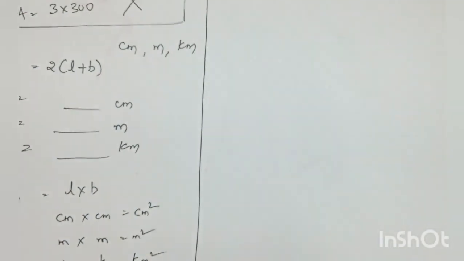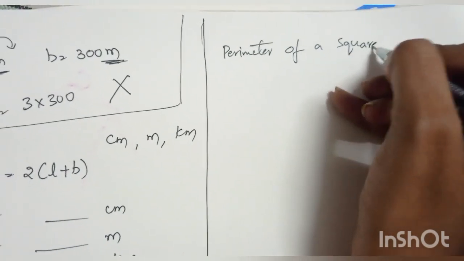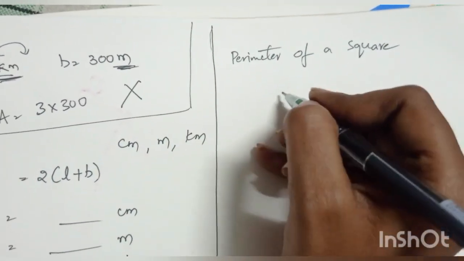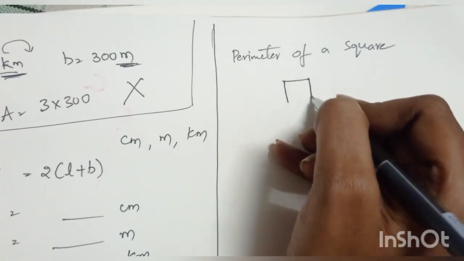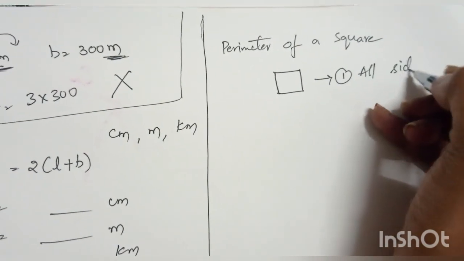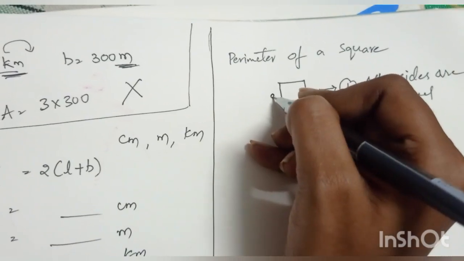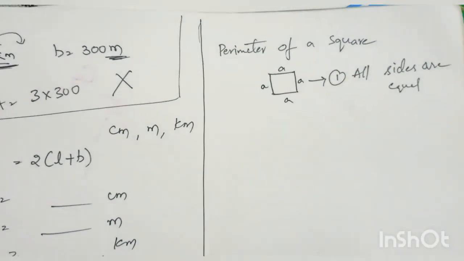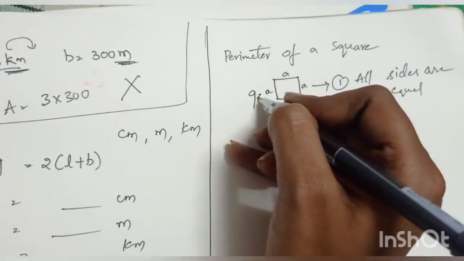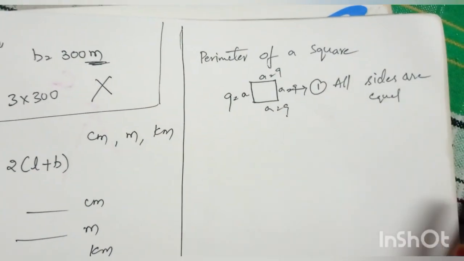Fine. Next, let's come to the perimeter of a square and also the area of a square. Let's see the perimeter of a square. If you take a square, the very first point we'll remember is all sides are equal. That means if I take A, all sides are A only. If I take 9 for one side, all sides will be 9 only. Right? This is a simple logic of a square.